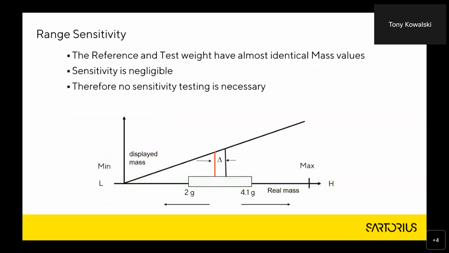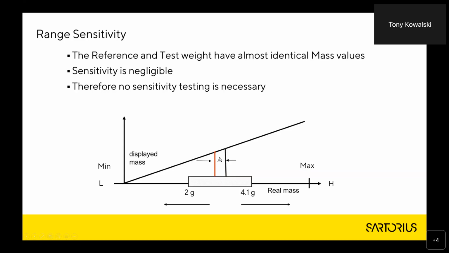So what's more important for us is the range sensitivity: the likely error to be found, the maximum difference you could find between your reference weight and your test weight. The way to do this would be to use a single test weight combined with a very small 1 milligram, and then you can measure the difference once taring off your test weight and adding the milligram.